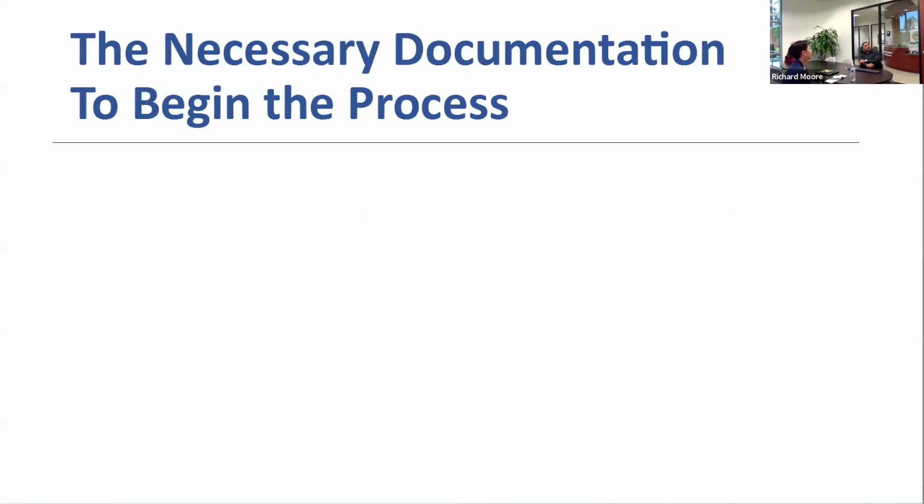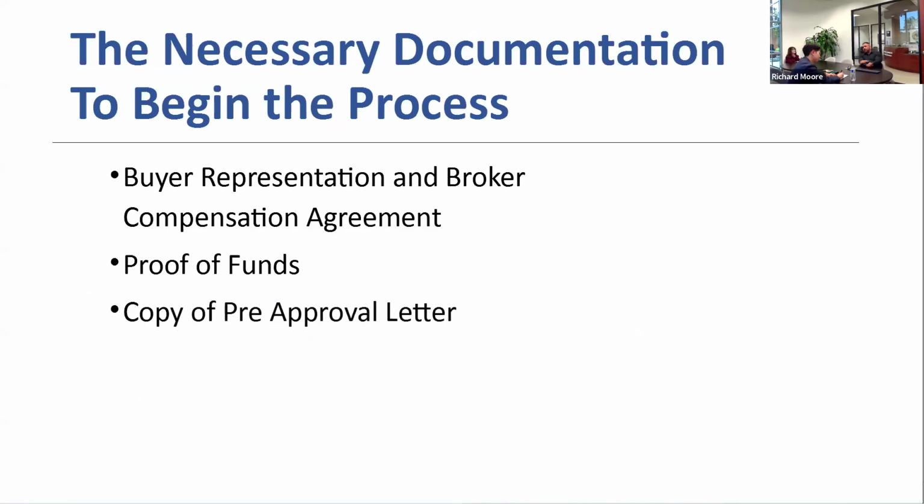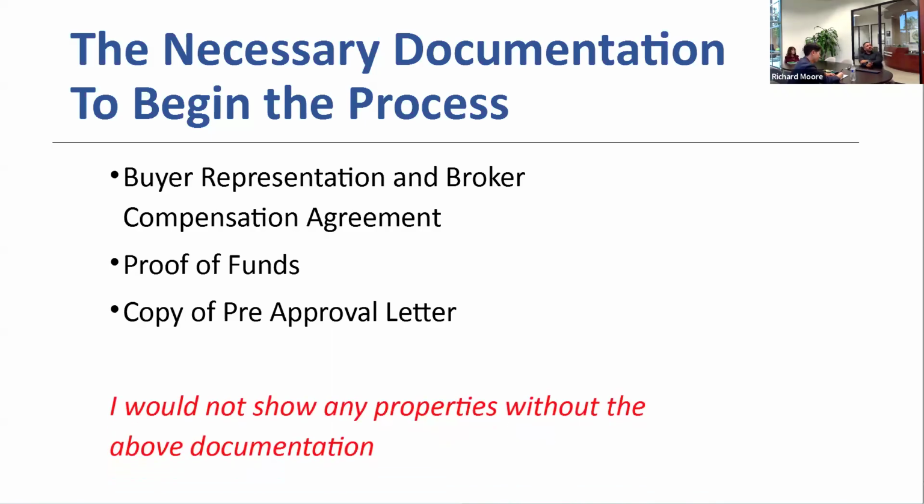The necessary documentation to begin the process. So we're going to need the BRBC. We're going to need proof of funds. So as soon as they sign the BRBC, you're going to ask them for a copy of their bank statements or their investment statement or whatever it is that shows that they have money in the bank to pay their down payment. You're going to need a copy of their pre-approval letter if they are going to have a loan. If they're going to pay cash, then you want a copy of their bank statements or anything showing that they have the full amount to purchase the home. Let's see. I would not show any properties without having the above documentation.